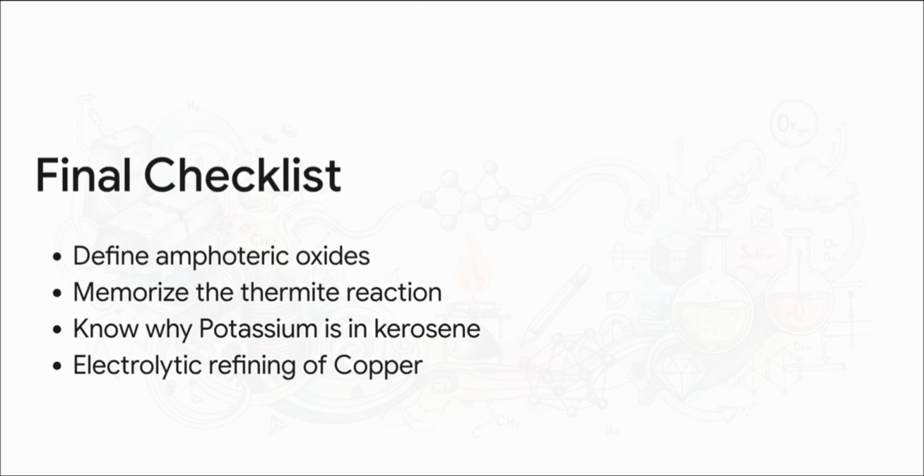You need to know the definition and examples of amphoteric oxides. You need the balanced equation for the thermite process used on railways. You need to be able to explain the reasoning for storing potassium in kerosene, and you must understand the setup for the electrolytic refining of impure copper. I promise you, these show up year after year.